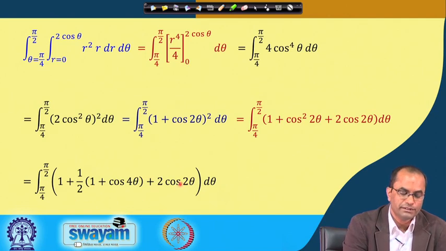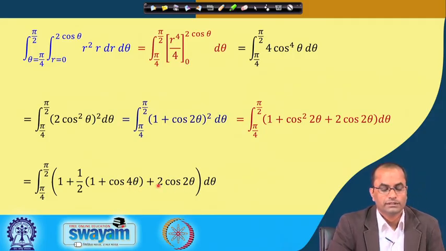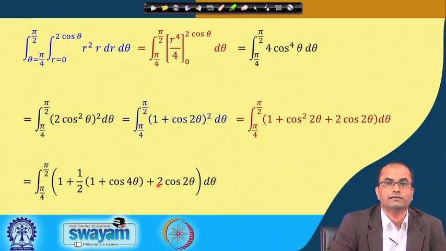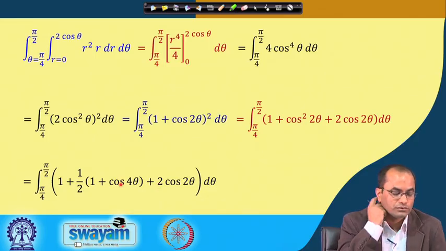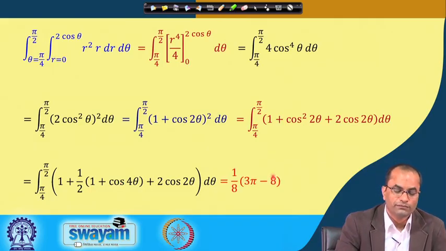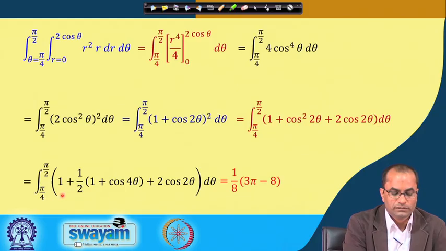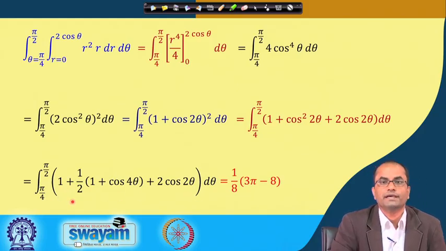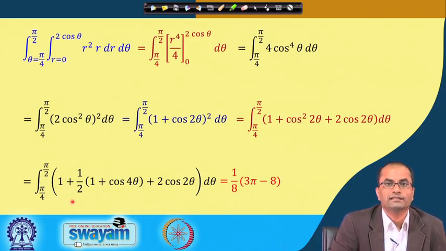Now we have everything here which we can integrate. So, 1 and this 3 by 2, so this will be the constant term, then we have the cos 4 theta, and then we have here cos 2 theta which will come as sin 2 theta, and cos 4 theta also gives sin 4 theta, and then we need to put the limits there. Finally, with this simplification we will get 1 by 8 into 3 pi minus 8.